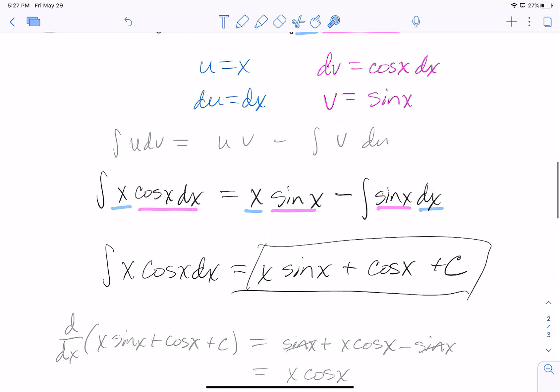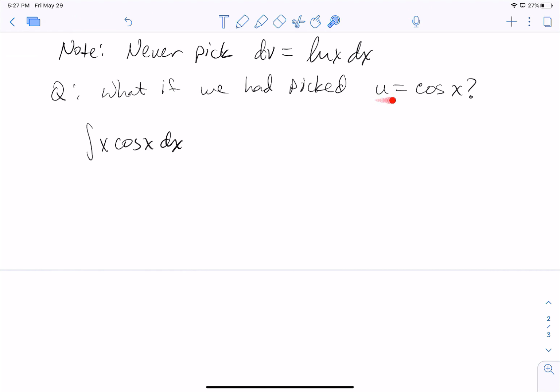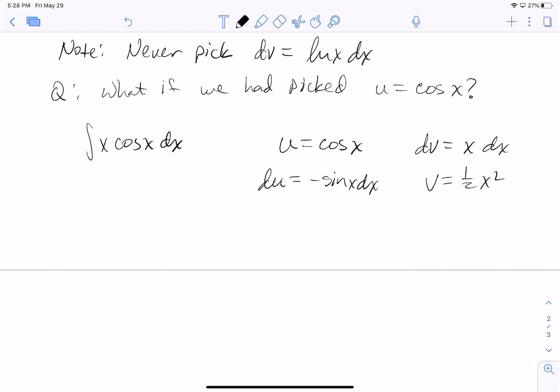But what if we had switched it the other way around? What if we had picked u as the cosine of x? Then du is the negative sine of x dx, no big deal. dv would be x dx, and so v would be 1/2 x squared. So far, so good. Then using the integration by parts formula, I would write down u times v, and so 1/2 x squared times the cosine of x minus the integral of v du. Du has a negative sign, so this would become plus. Well, that's even better. 1/2 x squared times the sine of x dx.